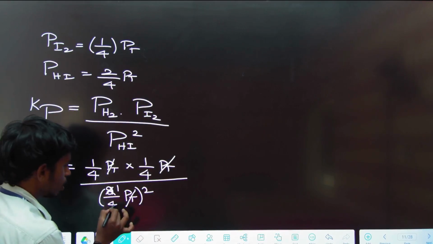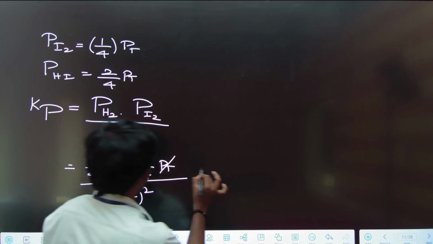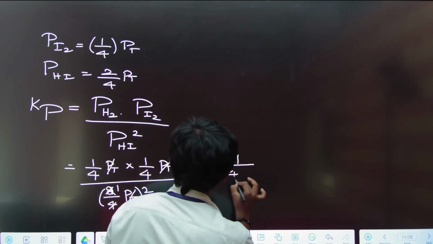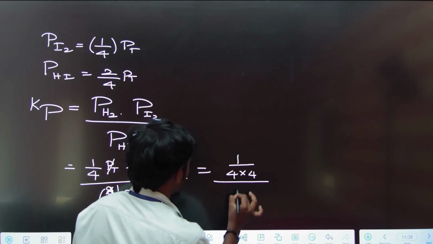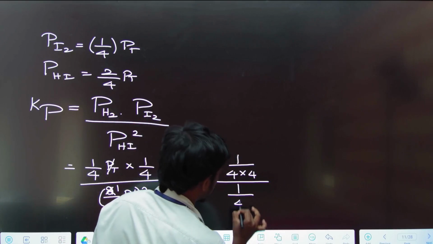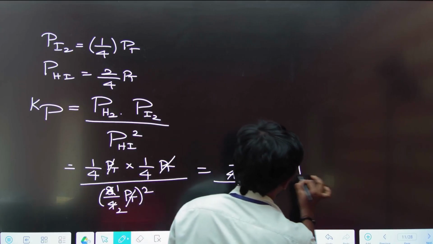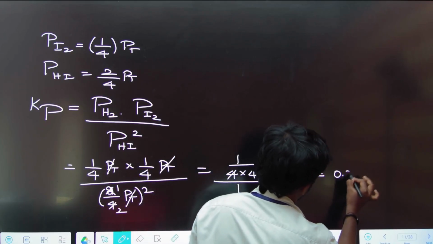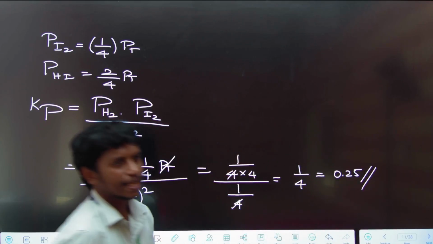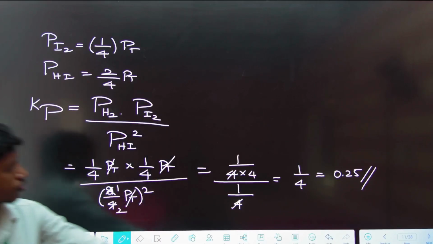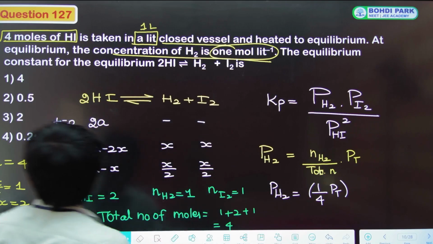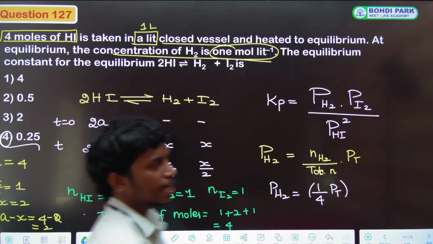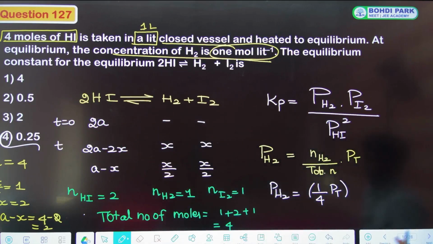Okay, this one time, this 2 times. So we can rewrite as 1 by 4 into 4 divided by 1 by 2, 2s are 4. So 4 4 will cancel. Answer will be 1 by 4. 1 by 4 na 0.25 will be the Kp value. So option 4 will be the correct answer for such question. அடுத்த question.